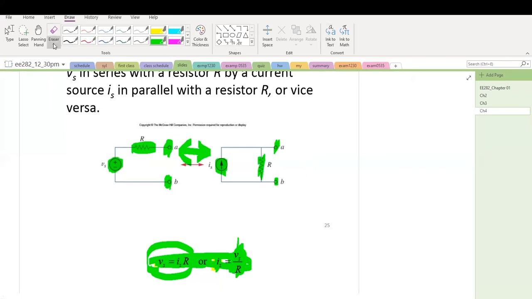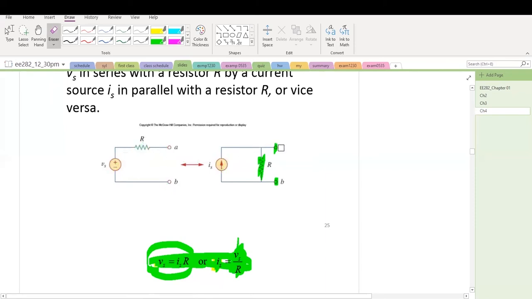Another important thing when applying source transformation is the sign of the voltage and the direction of the current source. If the sign of the voltage source is determined this way, when we transform to the current source, the current has to flow in the up direction.